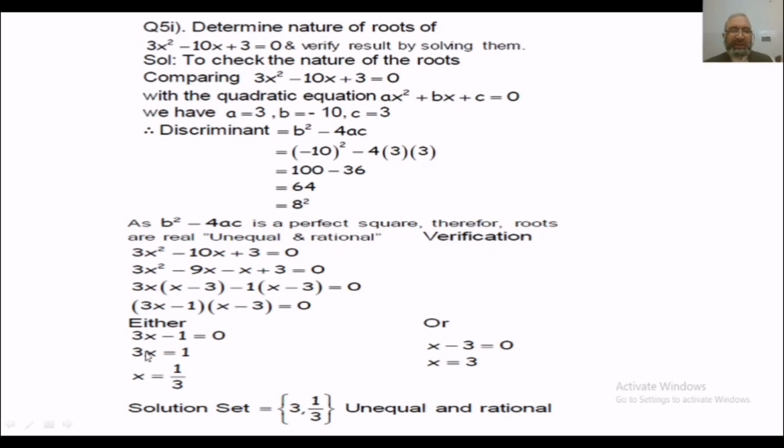So solving these two factors, 3x = 1, transferring −1 to the right hand side, then dividing by 3 we get x = 1/3. Similarly solving this, transferring 3 to the right hand side, x = 3. So we get two roots, that is the solution set, 3 and 1/3. So by checking, 3 and 1/3 are unequal and rational, which is verified. That was the proof by practically solving the question.